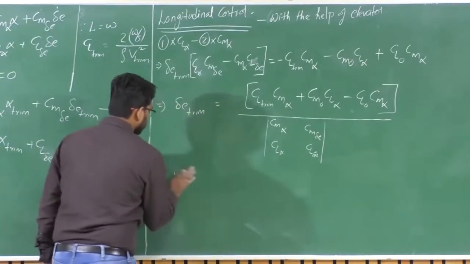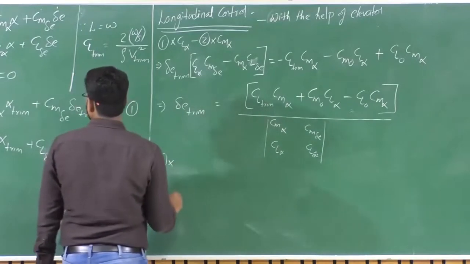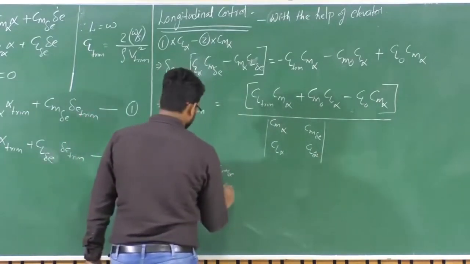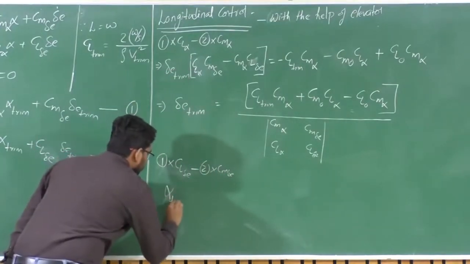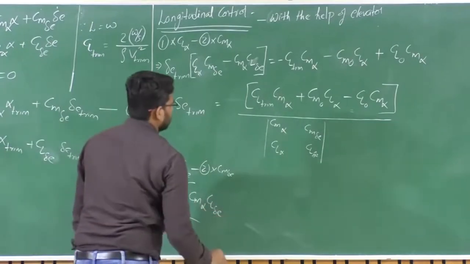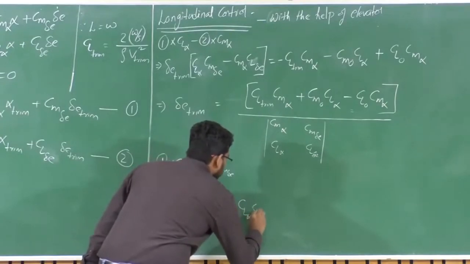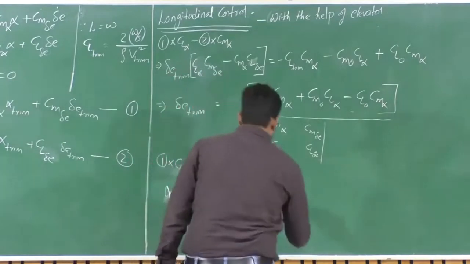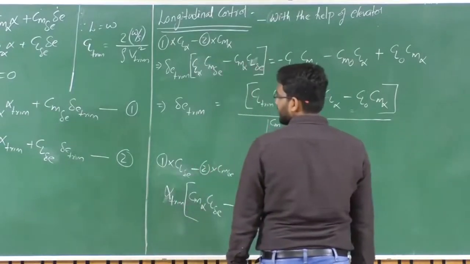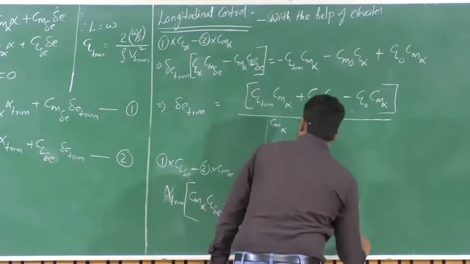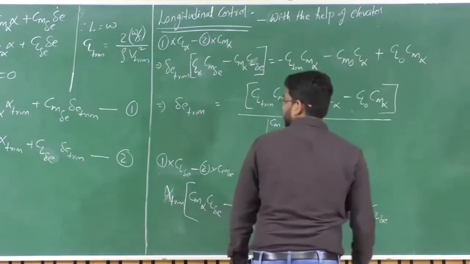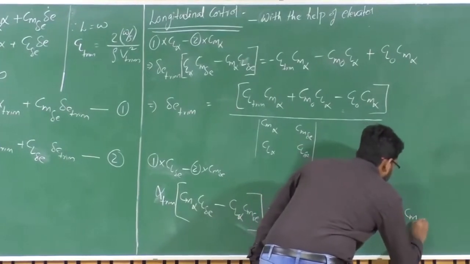Okay. Similarly, to find out alpha trim, equation 1 multiplied by CL delta E minus equation 2 multiplied by CM delta E. So if I do that, what I have is alpha trim times CM alpha CL delta E minus CL alpha CM delta E is equal to minus CL naught times CM alpha CM delta E minus CM naught times CL delta E, right, plus CL naught times CM delta E. Okay.